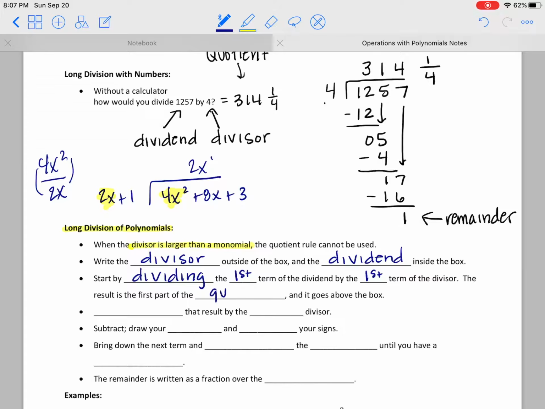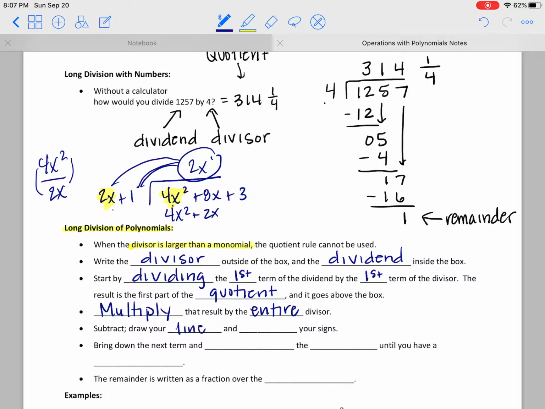The result is the first part of the quotient, so it goes on top of the box. Now once we get this on top of the box, we multiply. And here's where we use the whole divisor. When I divide, it's just the first term and the first term, but when I multiply, I'm going to multiply here and here. So I'm going to get a 4x squared, and I'm going to get a 2x. So we multiply the result by the entire divisor. And then I want to subtract.